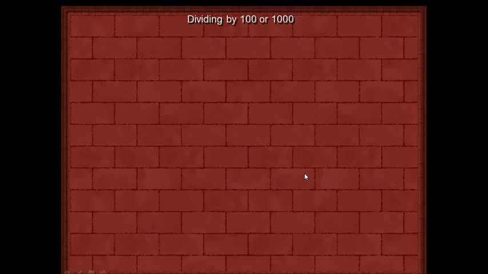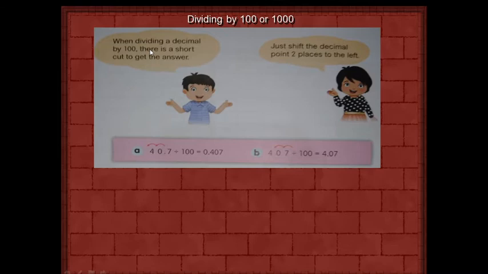Now dividing by 100 or 1000. When dividing a decimal by 100, there is a shortcut to get the answer. Just shift the decimal point two places to the left. Example 2a, 40.7 is divided by 100.